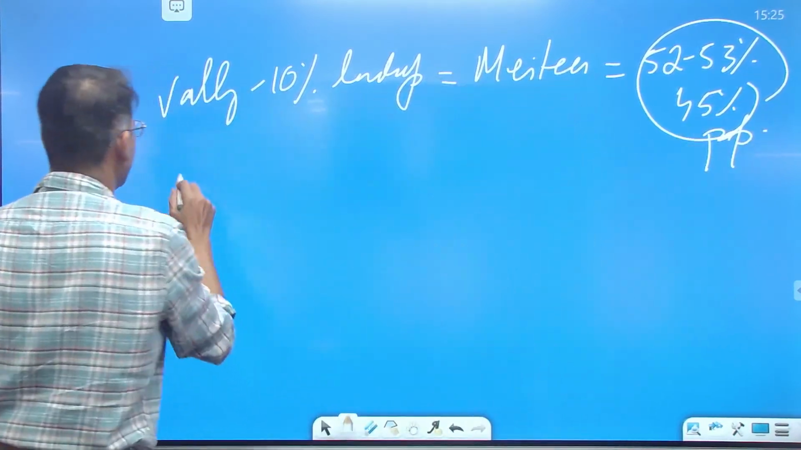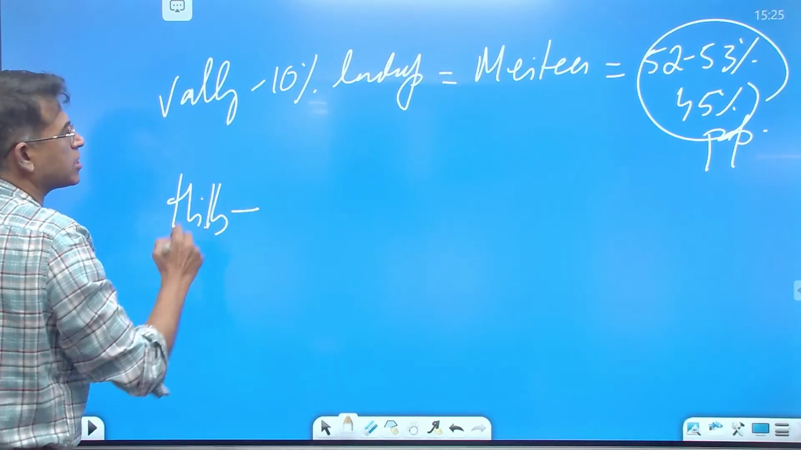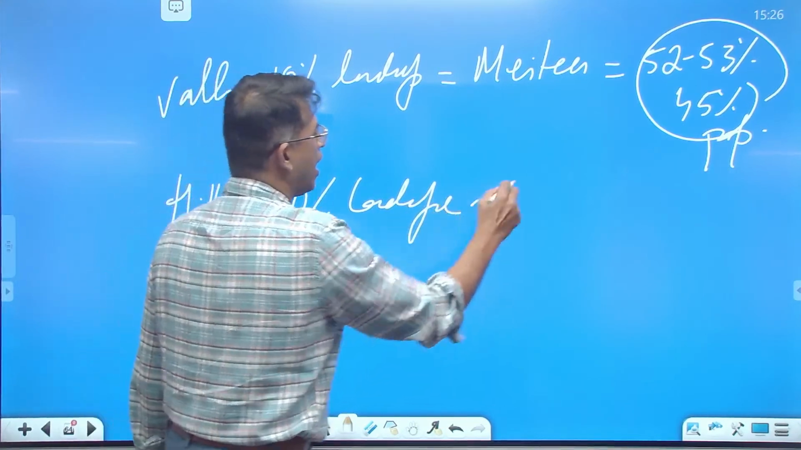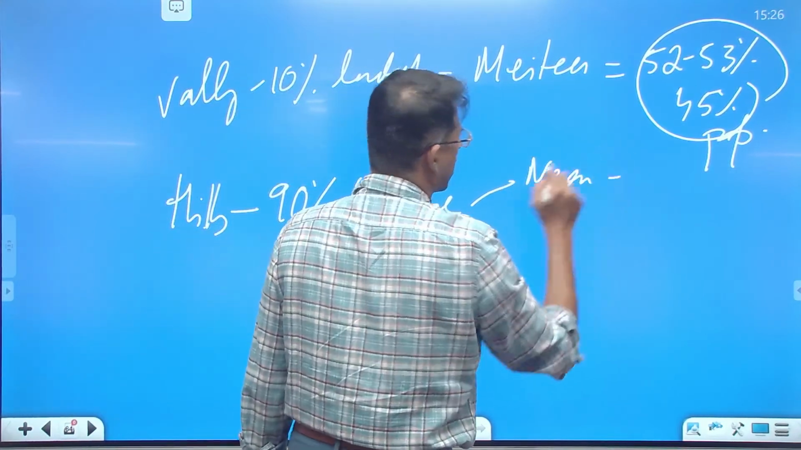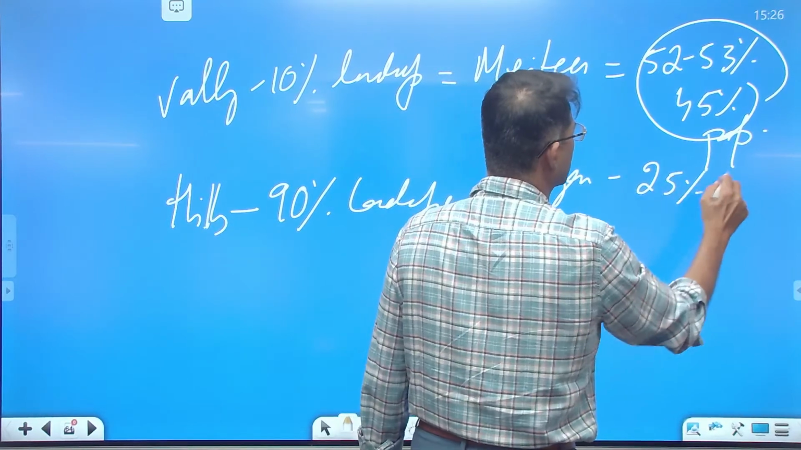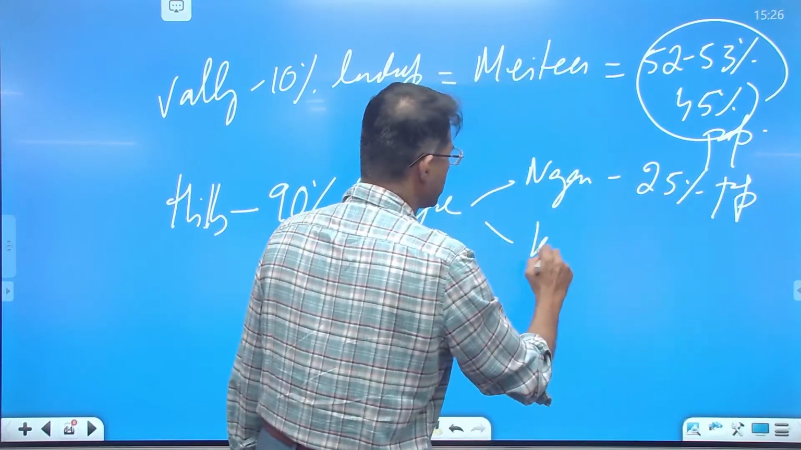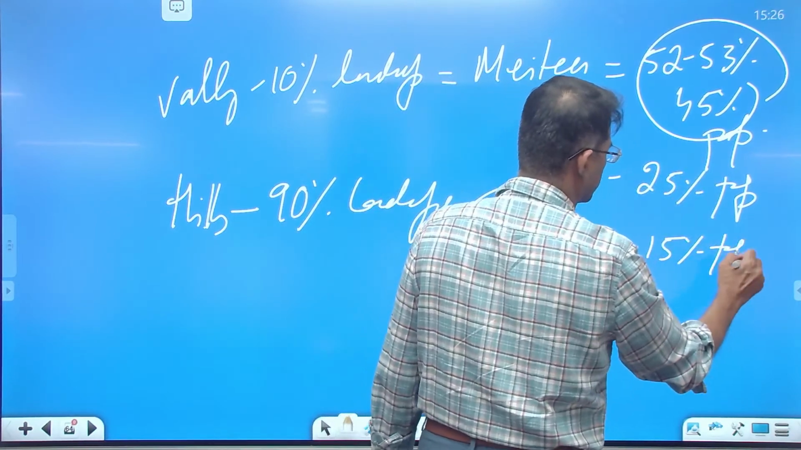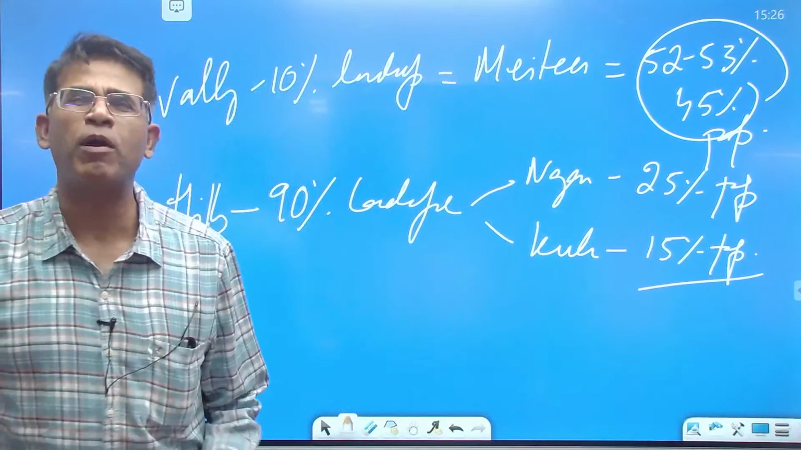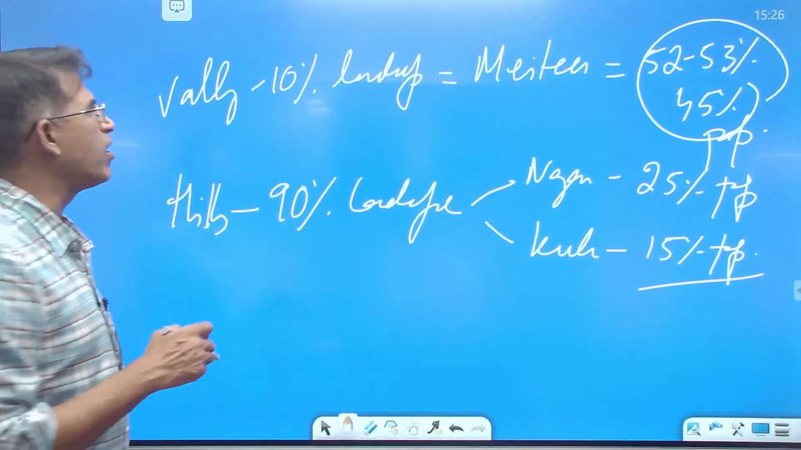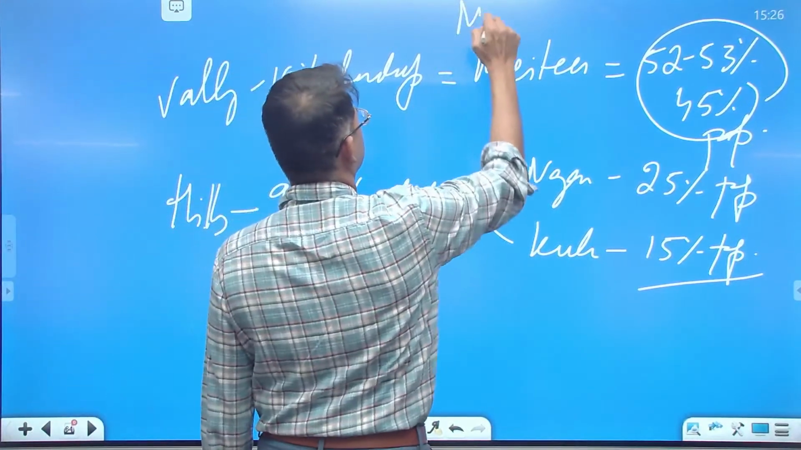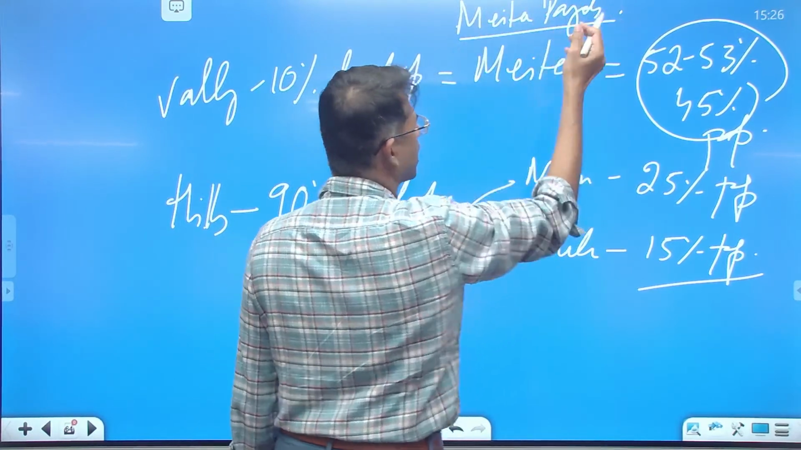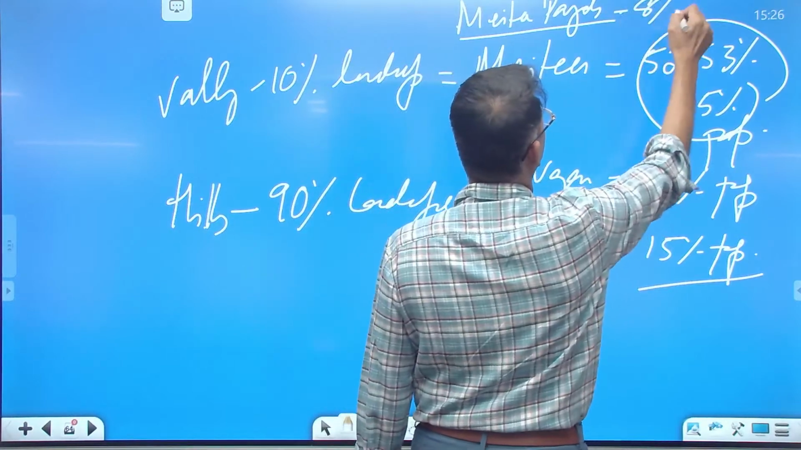Whereas the hills make up 90% of the landscape, and we have got Nagas. Nagas make up 25% of the population, and the Kukis make up approximately 15% of the population. The rest are other populations, including a group called Meitei Pangals. These are a smaller group, about 8%.